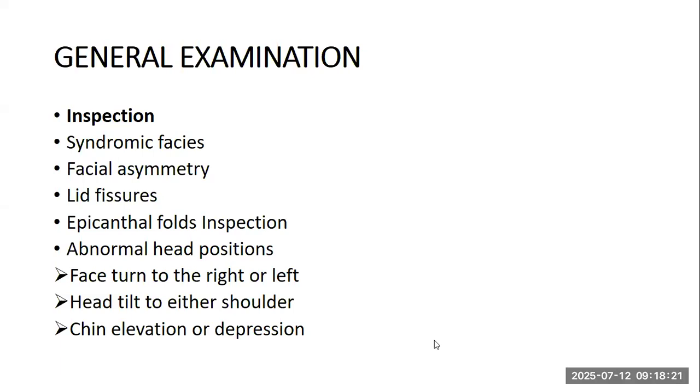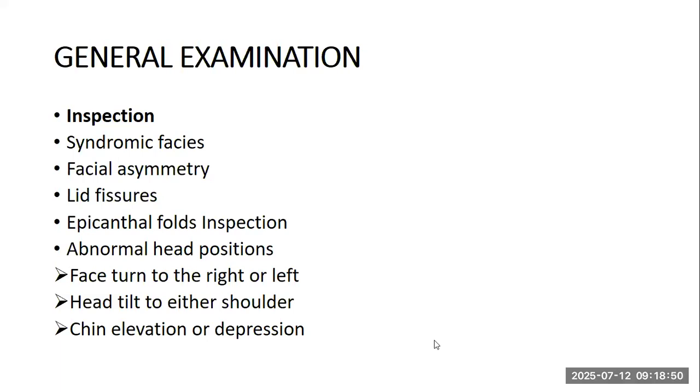Want to check for facial asymmetry. We're checking for lid fissures. That will also guide us in our further examination and treatment. In something like Duane syndrome, we have narrow palpebral fissures. In Brown syndrome, we have widened palpebral fissures. So this will further guide your other evaluations and management.